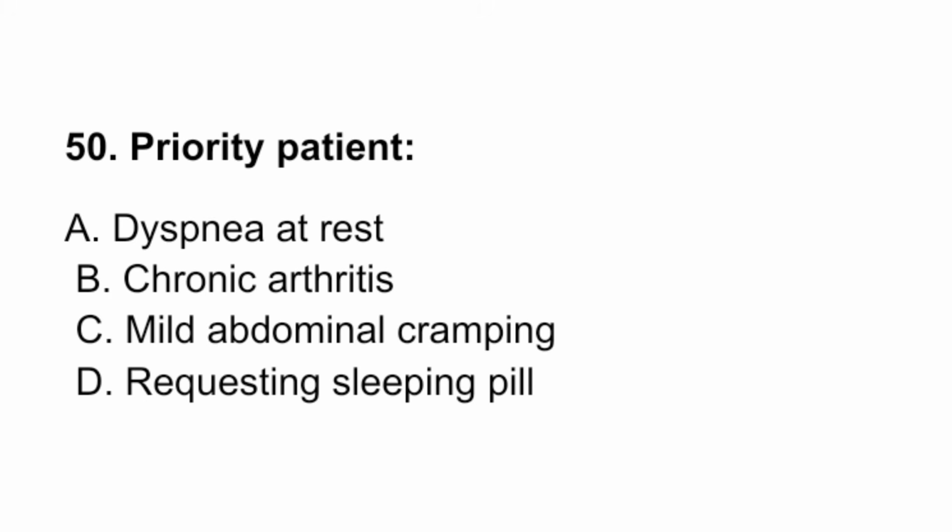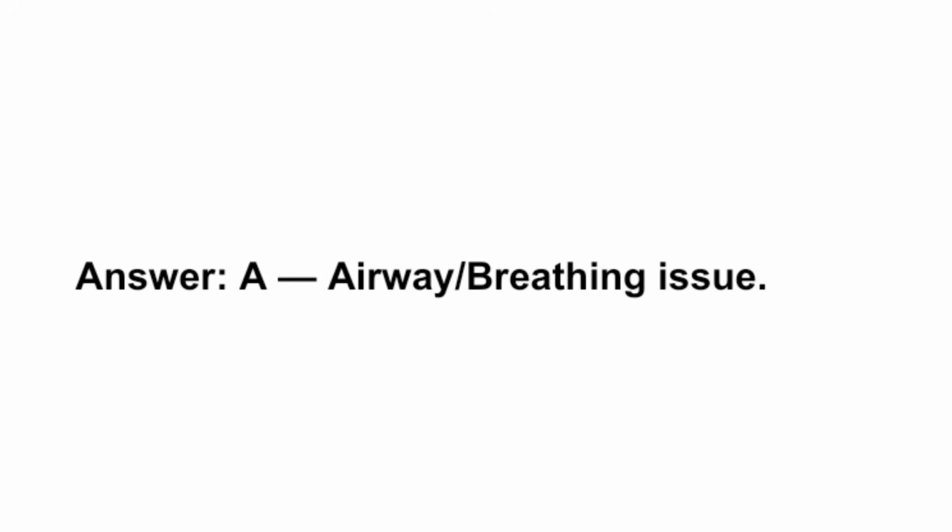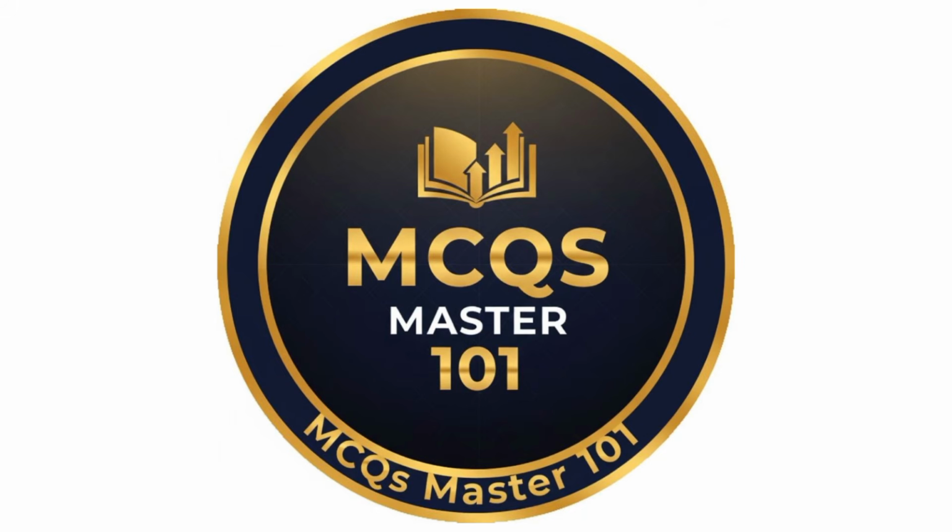50. Priority patient. A. Dyspnea at rest. B. Chronic arthritis. C. Mild abdominal cramping. D. Requesting sleeping pill. Answer A. Airway breathing issue. Great job working through these ABC Prioritization and Delegation MCQs.